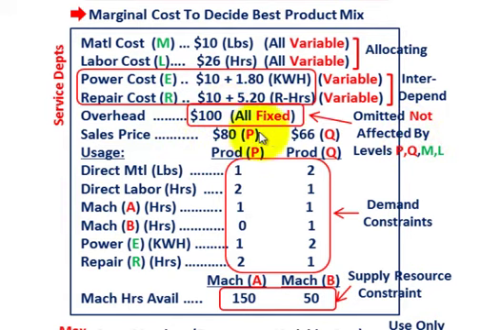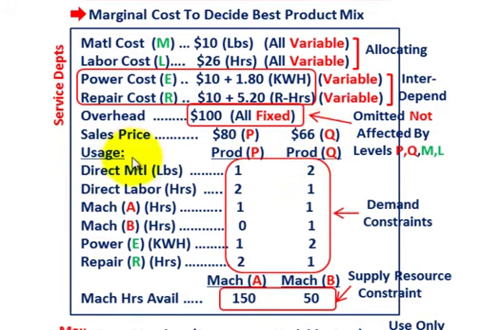And then for our sales price, we're going to have two different products, P and Q, and we're looking at different sales prices, but I'll just use for our first example $80 for P and $66 for Q. And then we're going to have products P and Q.